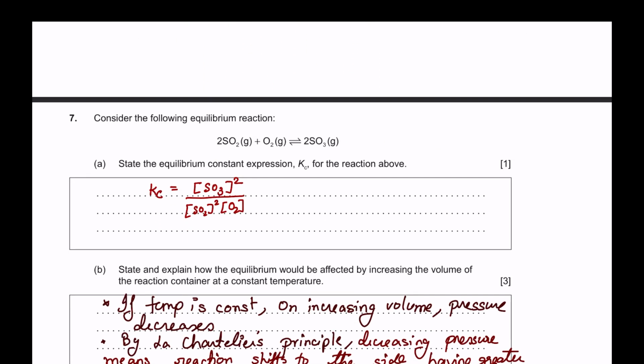Moving on to part 7. We have the following equilibrium reaction: twice SO2 plus O2 gives you twice SO3. We have to find the equilibrium constant Kc. Kc will be written using the normal laws: on the numerator we have the products, and on the denominator we have the reactants. The stoichiometric coefficients go in the powers. So SO3 whole square divided by SO2 whole square times O2.